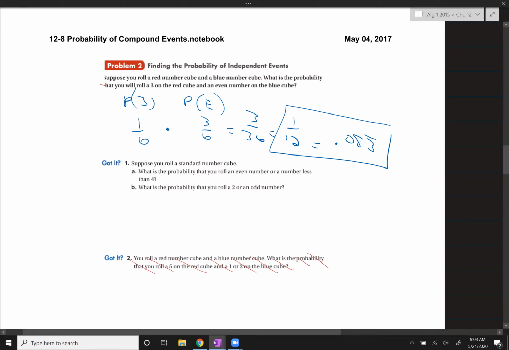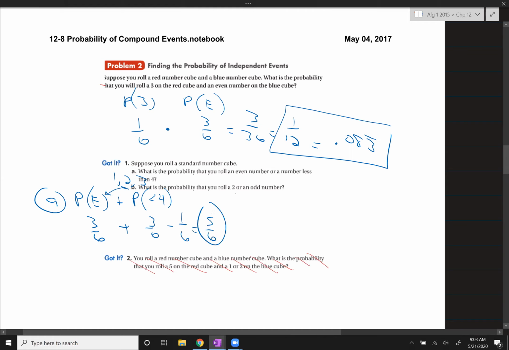All right, we're going to roll a standard number cube. What's the probability of rolling an even or a number less than 4? So part A, probability of an even, that's 3 out of 6. Or, so we're going to do plus, a number less than 4. Remember inequality. What's less than 4? 1, 2, 3. So that's 3 out of 6. But we have a little problem, right? 2 is even. So we're going to have to take 1/6 out of here.